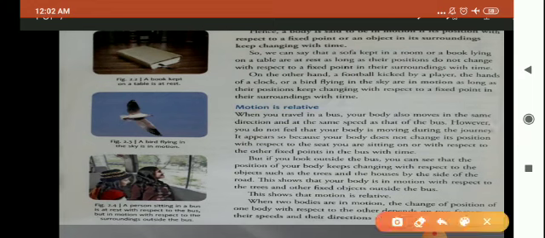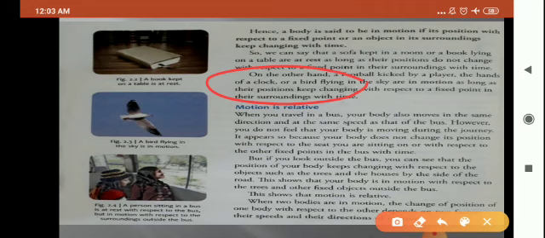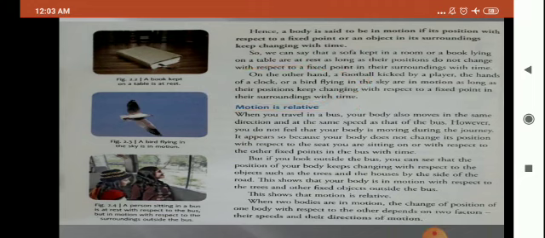On the other hand, a football kicked by a player, the hands of a clock, or a bird flying in the sky are said to be in motion as long as their position keeps changing with respect to a fixed point in the surrounding with time. Means if the position of the object with respect to a fixed point in their surrounding keeps changing with time, then that object is said to be in motion. Motion mein object kya karta hai? Move karta hai. Aur rest mein object kya hota hai? Fix hota hai. So children, I think I am very clear to you.